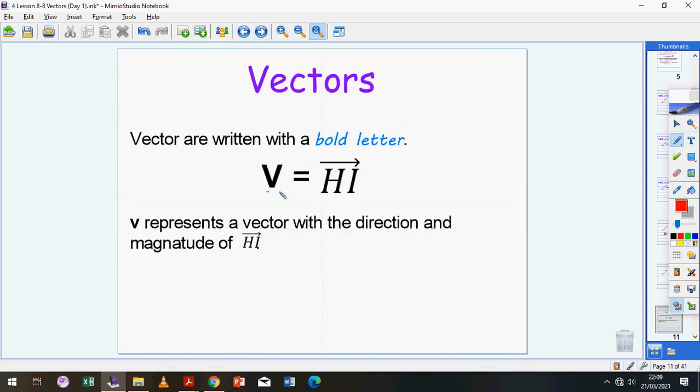Vectors are written with bold letters in some books. In some other books, they use a squiggly line on top. This is a common notation. It's used in math, physics, science, chemistry. But it's either a squiggly line or a bold letter to represent a vector. So V represents a vector with the direction and magnitude of HI.